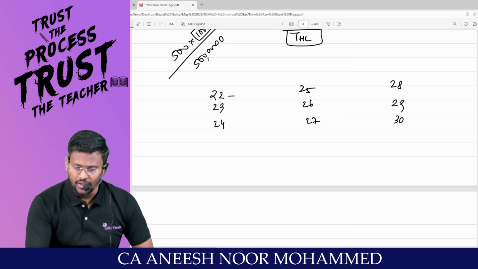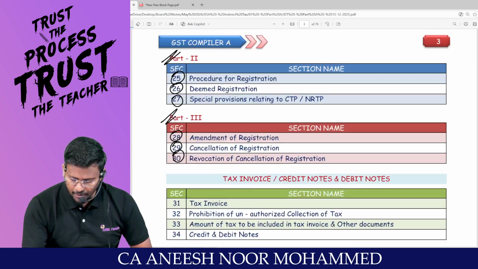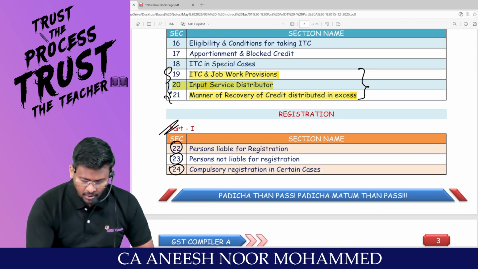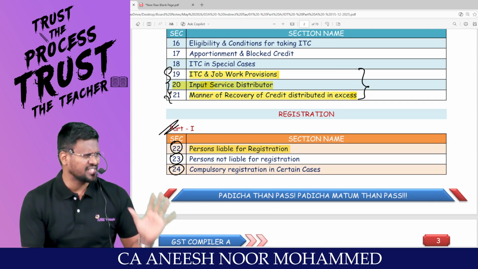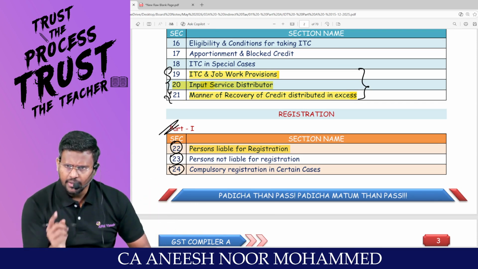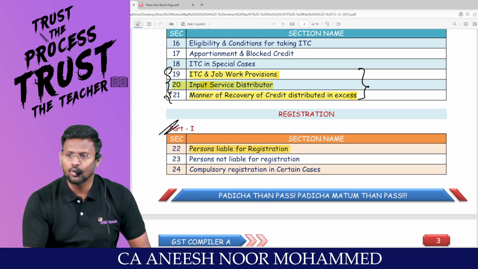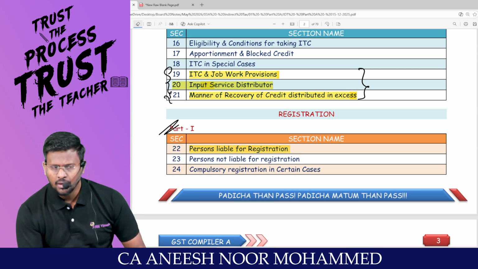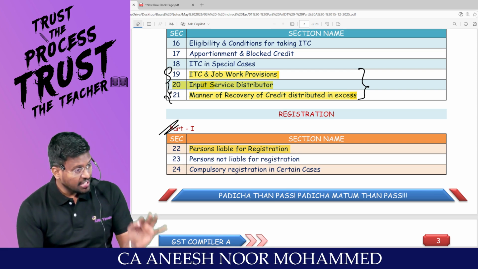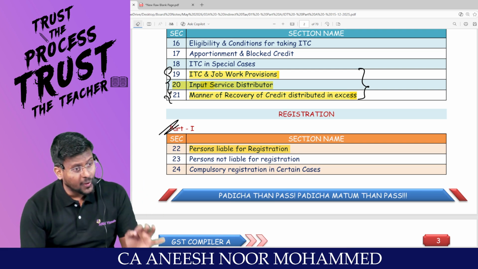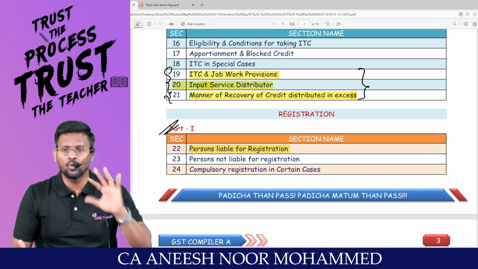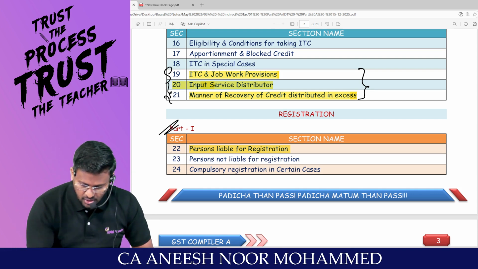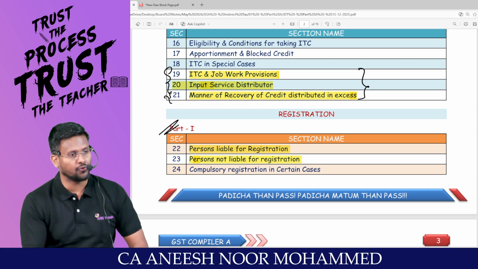What is section 22 saying? Person liable for registration. That means who all are liable to take registration under the GST Act. Sir, if your turnover exceeds the threshold limit, you are liable to take the registration. Are you really with me? Even though your turnover exceeds the threshold limit, there are certain people who are not liable to take the registration. That's section 23, person not liable for registration.